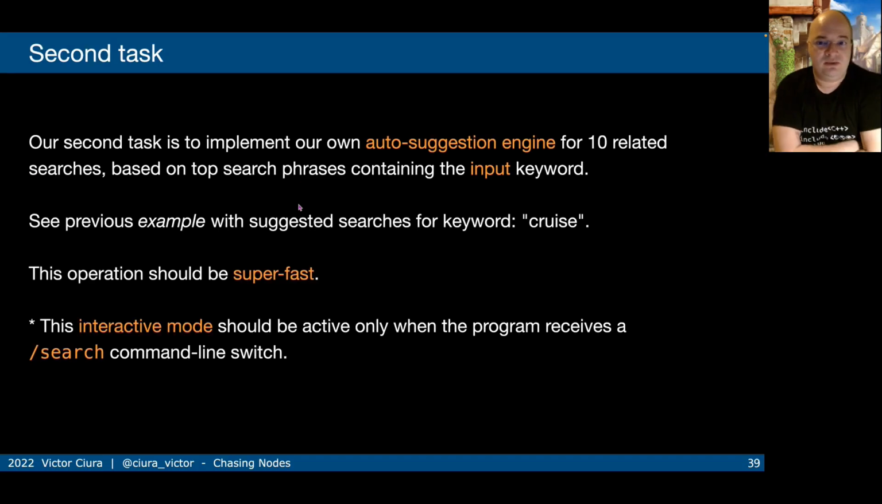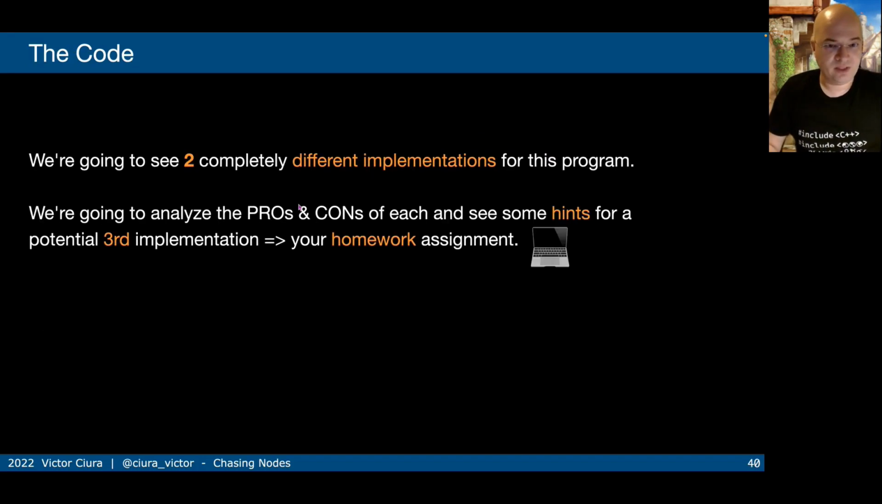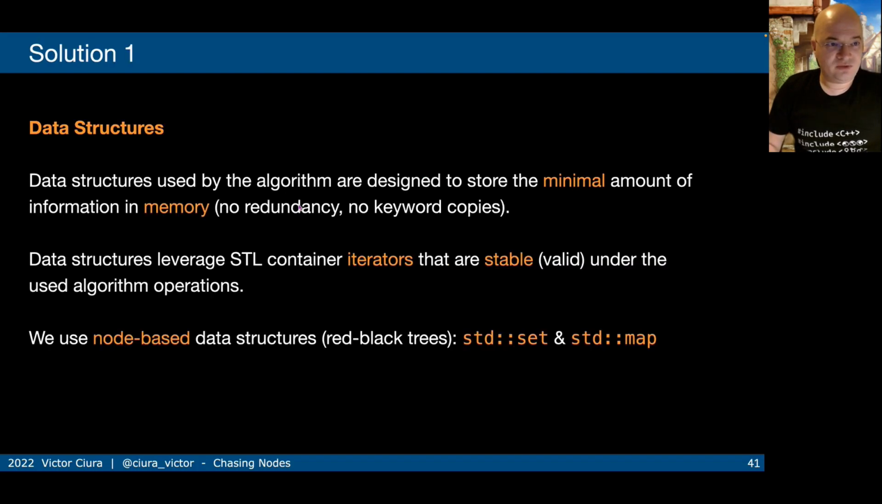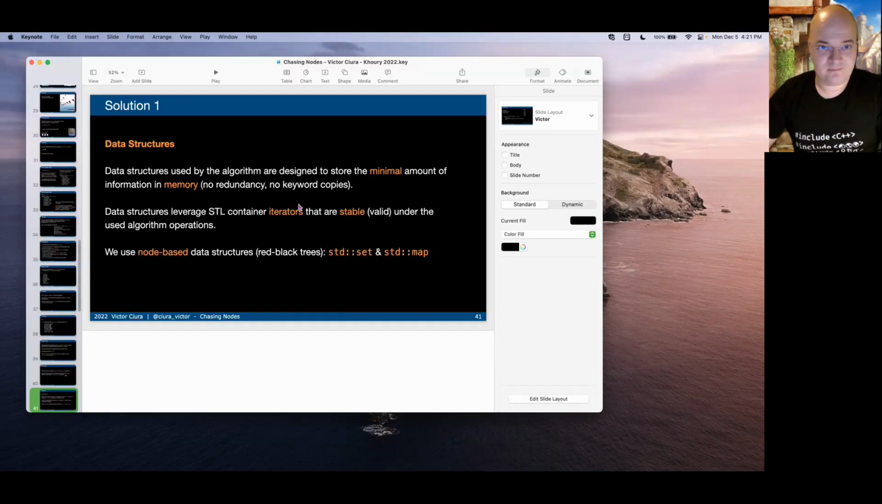And our second task would be to implement the auto suggestion engine. This operation should be super fast, almost real time. So given a keyword like cruise, when we're in interactive mode, we should be able to see the actual result, like matches for cruise. And we're going to see two completely different implementations. So let's dive into the first one.